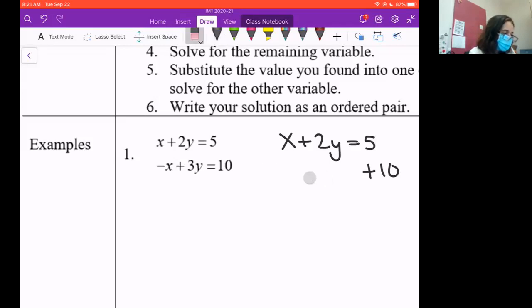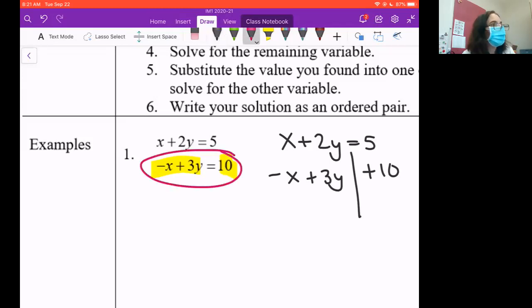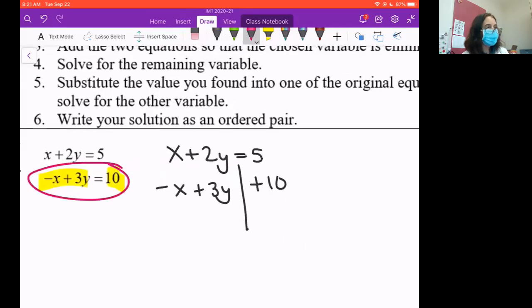Now, I look over here and I say, oh, wait a minute. There's 10. The other equation says 10 is the same thing as negative x plus 3y. So on one side of the equation, I can add 10, and on the other side, I can add negative x plus 3y. The reason I can do that is because right here, this tells me they are the same thing. Negative x plus 3y is the same thing as 10. So it is perfectly okay to add negative x plus 3y on one side and 10 on the other.